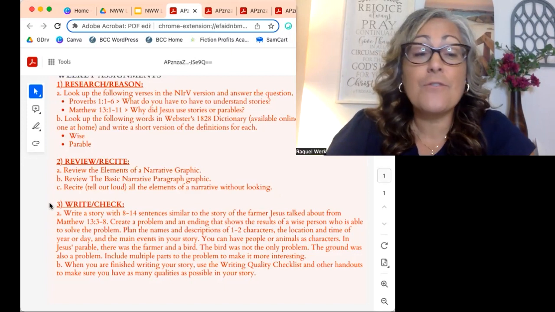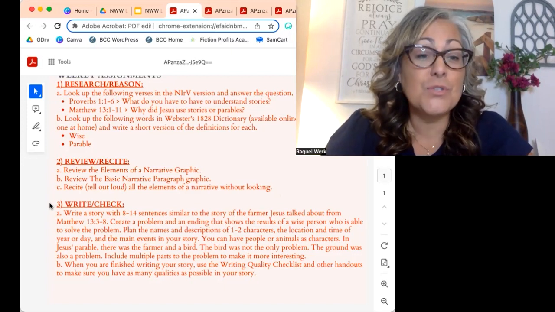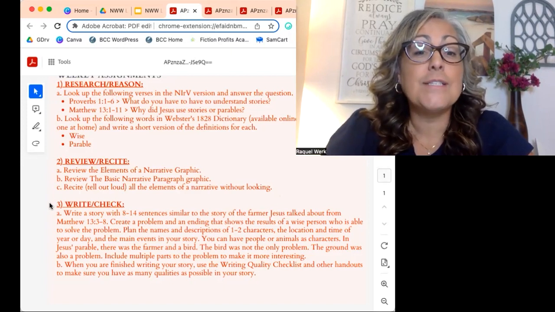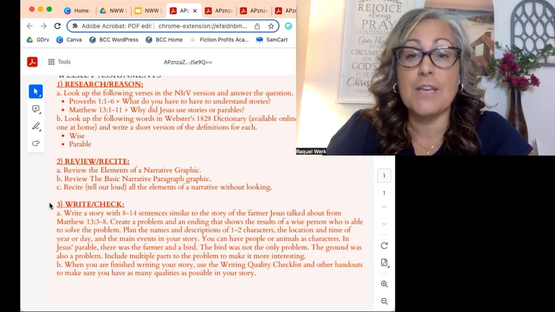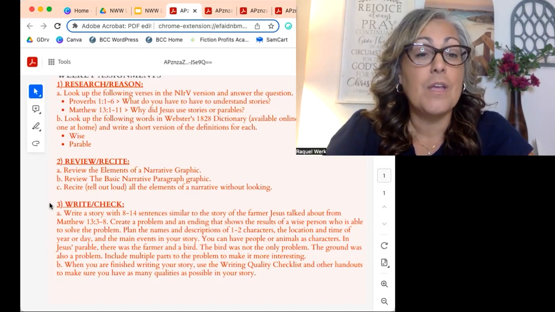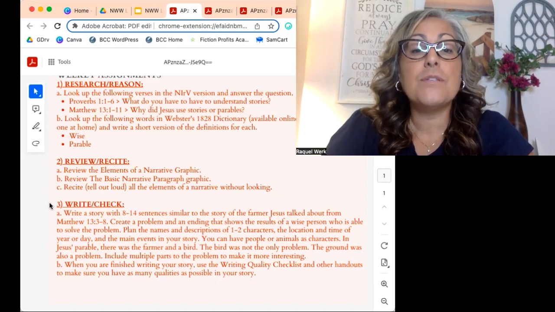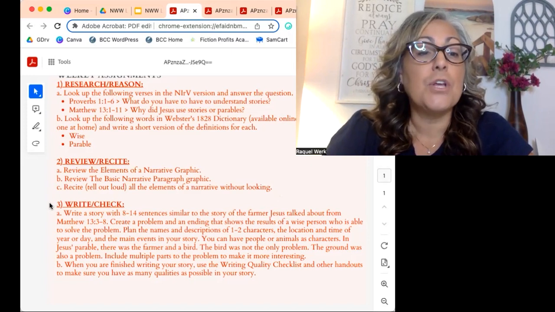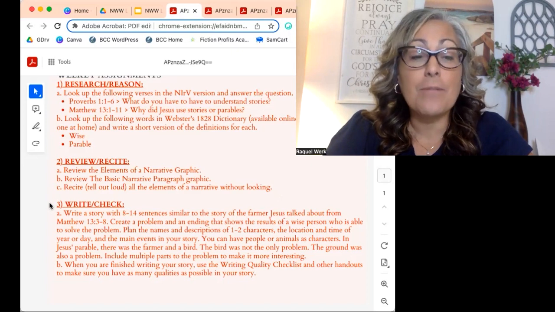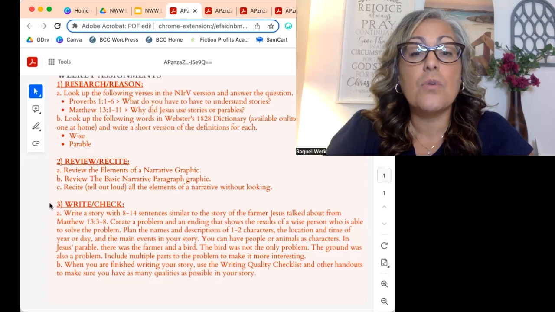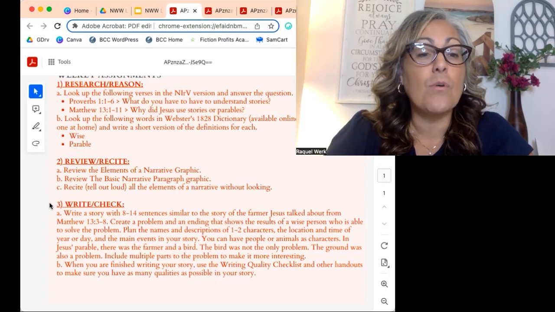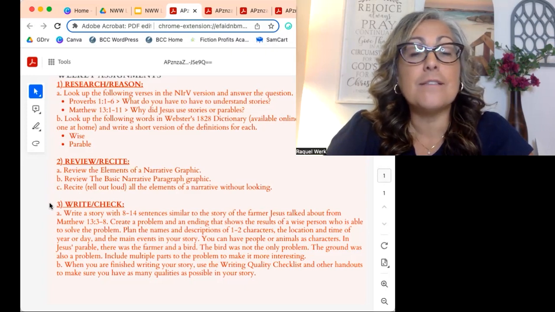So your assignment for the week is to write your own story with 8 to 14 sentences, similar to the story of the farmer Jesus talked about from Matthew 13, verses 3 through 8. You're going to create a problem and an ending that shows the results of a wise person who is able to solve the problem. Plan the names and descriptions of 1 or 2 characters, the location and time of year or day, and the main events in your story.